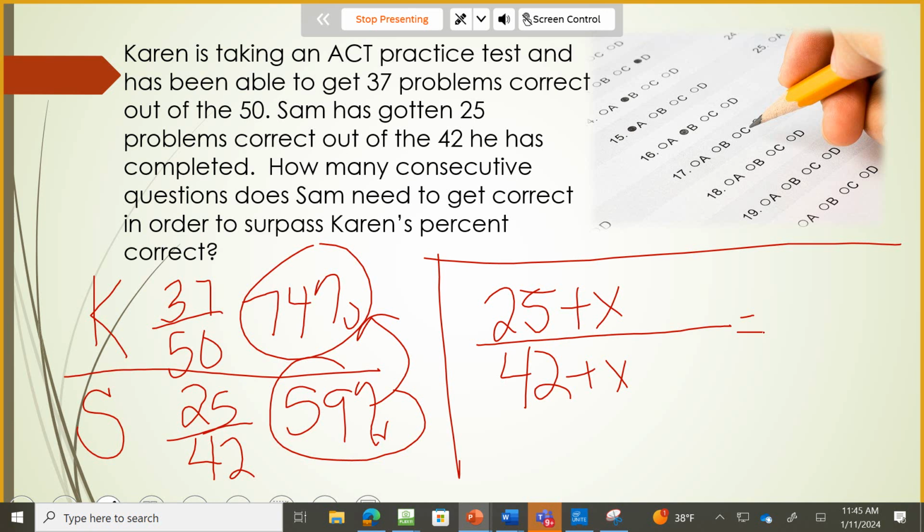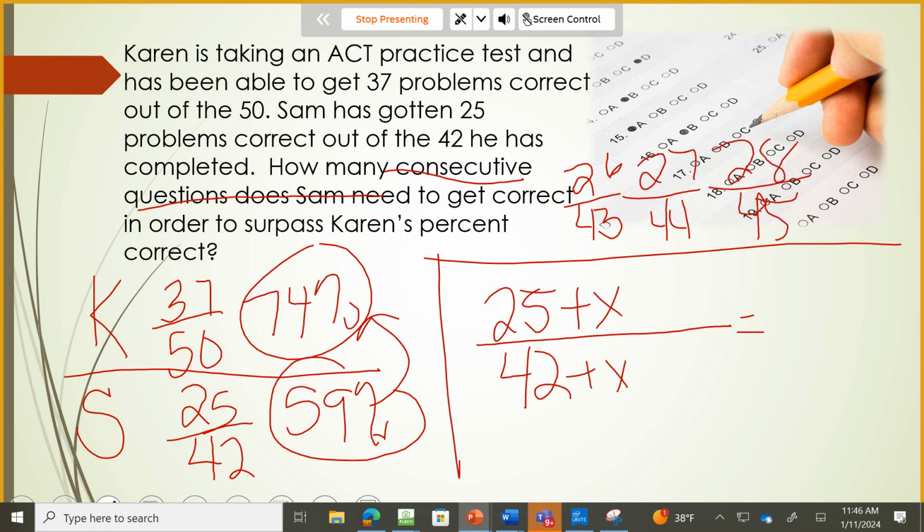I think it makes most sense to actually just draw a little diagram so kids can understand that. Right now he's only attempted 42, but if he attempts 43 questions, how many is he guaranteed under this system to get right? Not 25, but 26, because every question he attempts, he's now going to get right. If he attempts 44 questions, he gets 27. If he attempts 45, how many is he going to get right? You guys get that, right? The pattern: you add one to the top, you add one to the bottom.